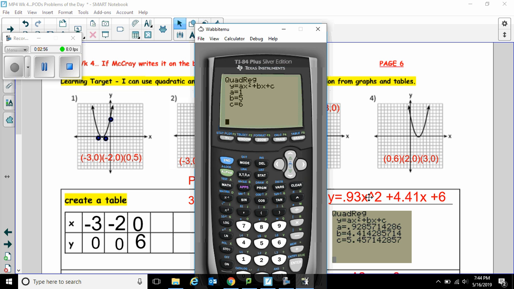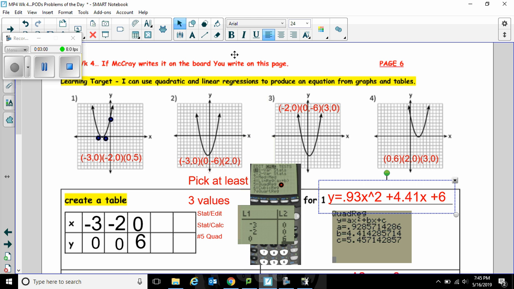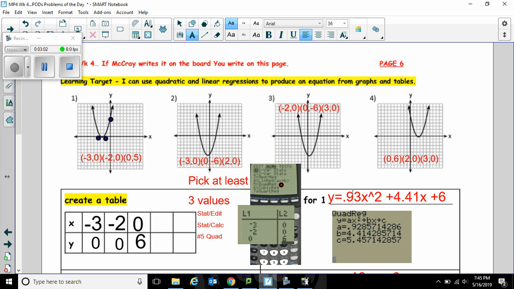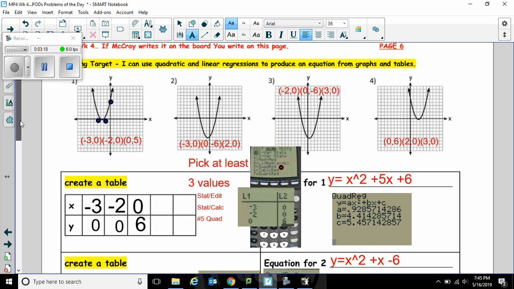Rounding this up, this will all turn into 1 and 5. Easy peasy. Let's go again.